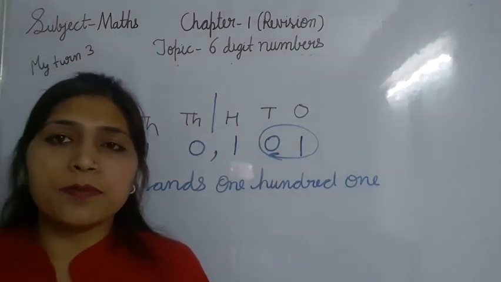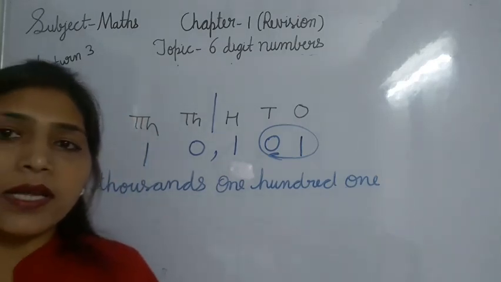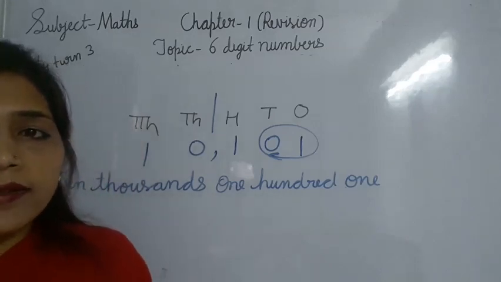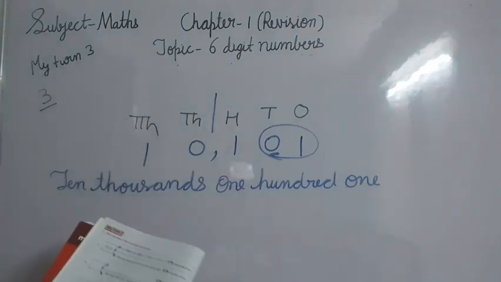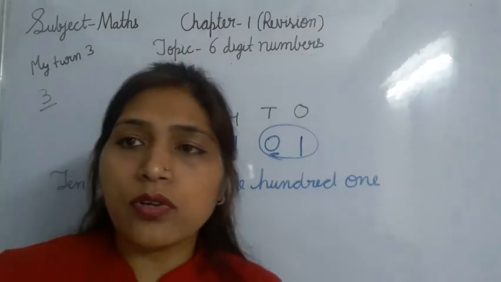Okay, so I think it is clear to you all: 6-digit numbers, expanded form, standard form. Clear how to write the number name and how to read a 6-digit number. So do practice and finish your book pages related to 6-digit numbers. Yes, I will check in your class. So bye bye to you all. Thanks.